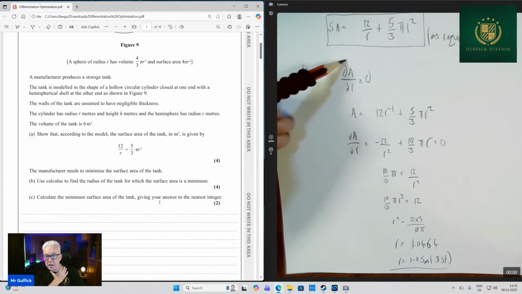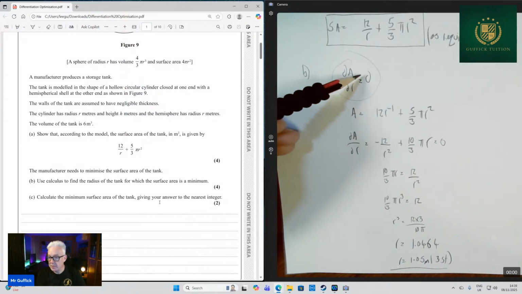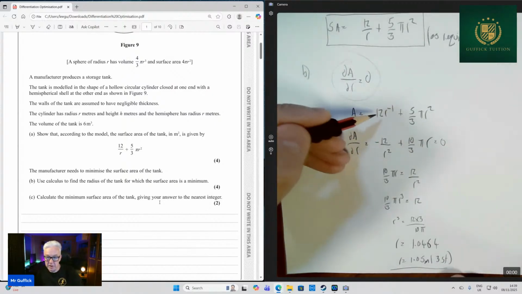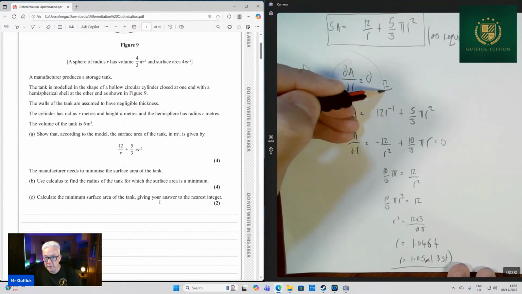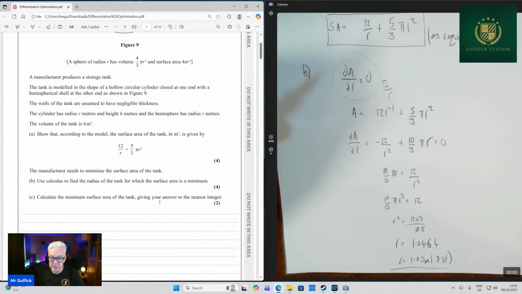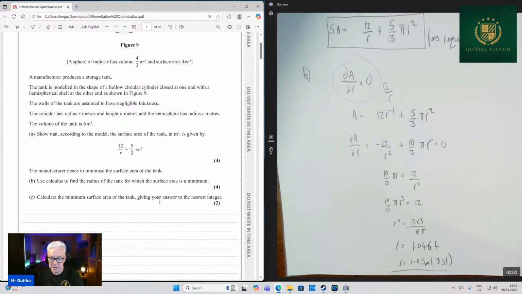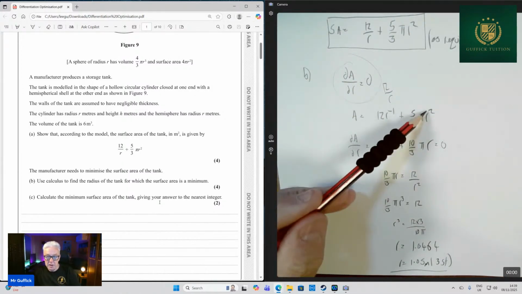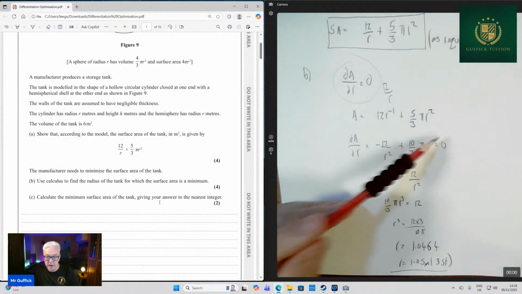So a minimum occurs when dA by dr is equal to 0. So we're going to differentiate this expression with respect to r. Now notice I've written it as 12r to the minus 1 instead of 12 over r, just because that makes it easier for us to differentiate. So we times by the power that's there, lower the power by 1, times by the power that's there, and lower the power by 1.